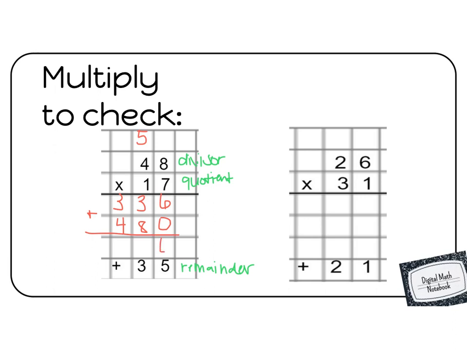6 plus 0 is 6. 8 plus 3 is 11. And 3 plus 1 is 4. And 4 plus 4 is 8. So we get 816. Plus our remainder of 35. 5 plus 6 is 11. 1 plus 3 is 4, plus 1 is 5, and bring down the 8. So you'll see over here, our answer was 851. So when we divide, we have a built-in way to check our answer, which is multiplying.